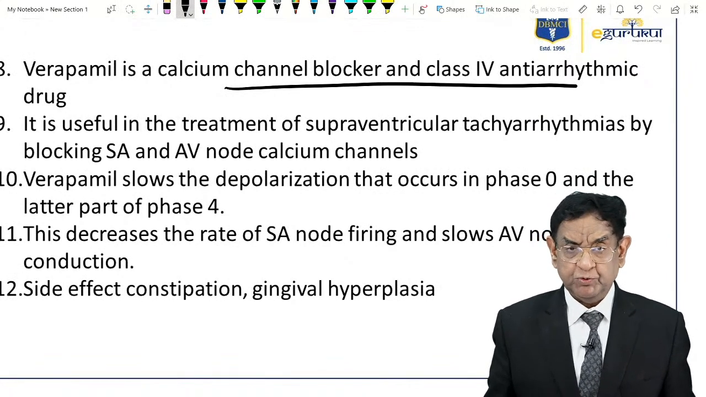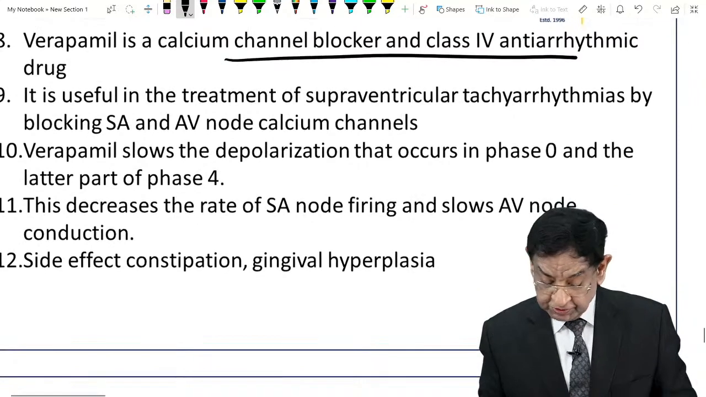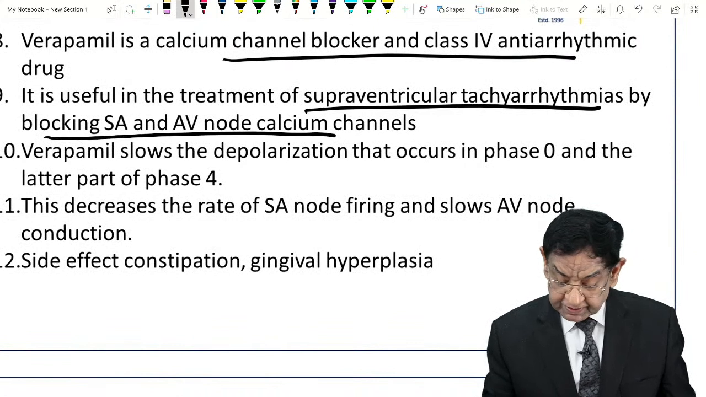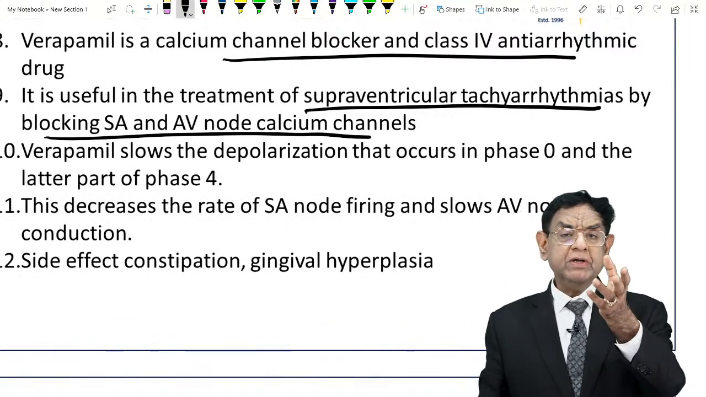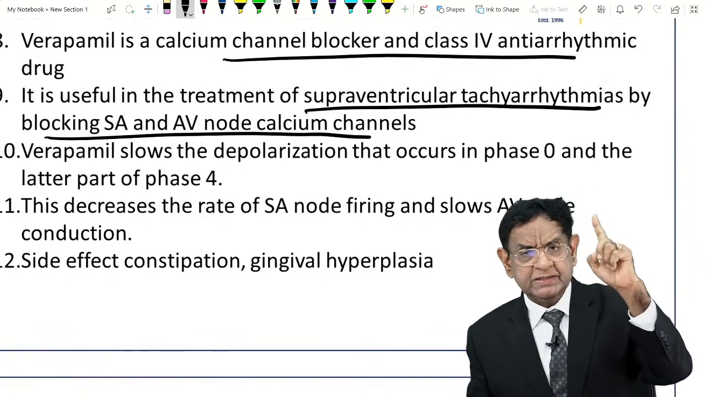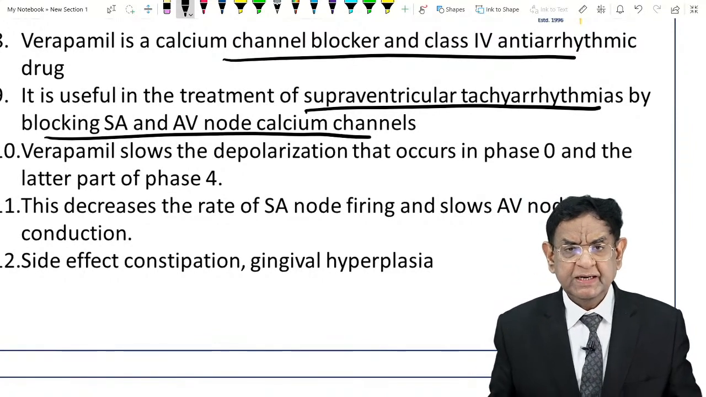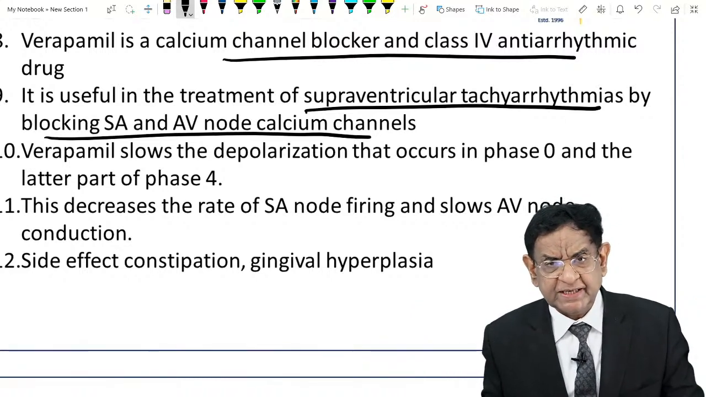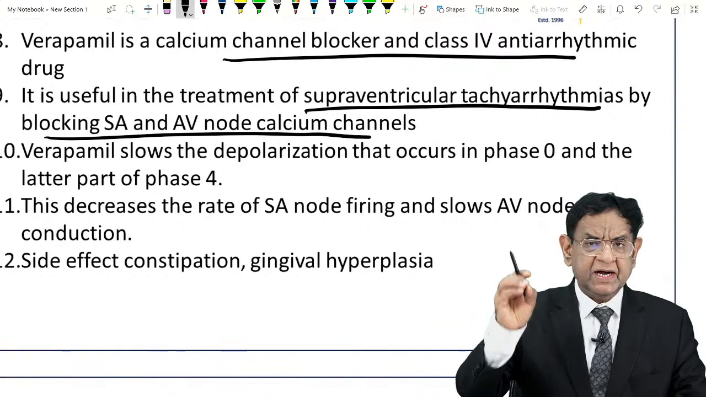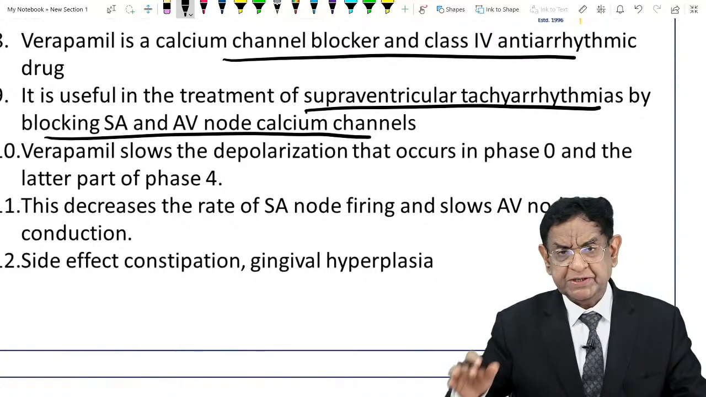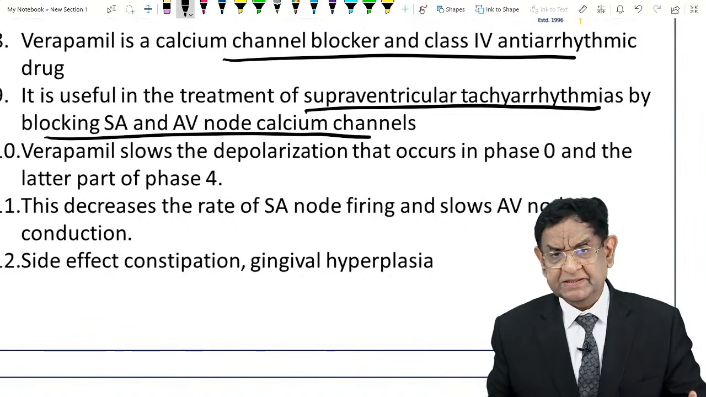This I have spoken previously also. So we use it in the treatment of supraventricular tachycardia. Why? What is supraventricular tachycardia? The focus is from the atria, and the problem is in the SA node. And these drugs act directly on the depolarization, calcium. And that's why they are used in supraventricular tachycardia.